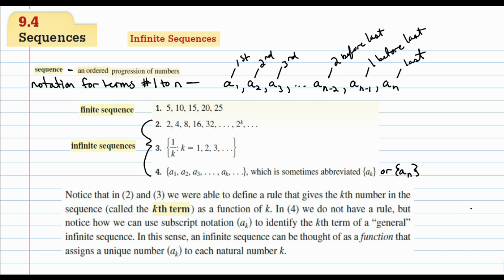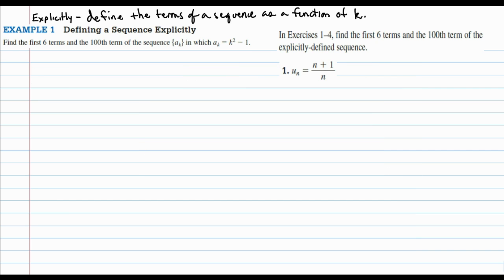Now your book seems to use a sub k and a sub n a little bit interchangeably. Both of them stand for a specific spot in your sequence. Our goal throughout this section will be to come up with rules and different ways of expressing and defining a sequence and/or series, which you will learn about in the next example. One way to express this rule would be explicitly, and that is to define the terms of a sequence as a function of k. So if k is 1, what do you do to that 1? If k is 2, what do you do to that 2? So example 1 is telling you it's defining a sequence explicitly.